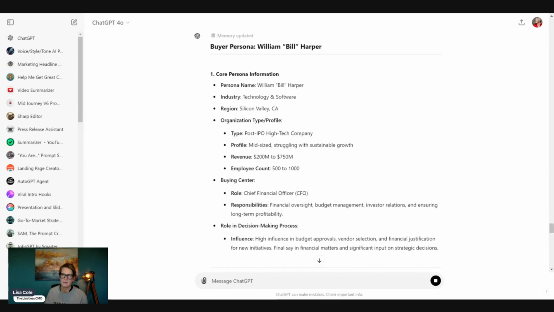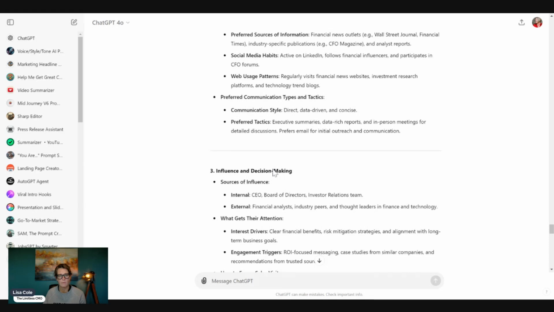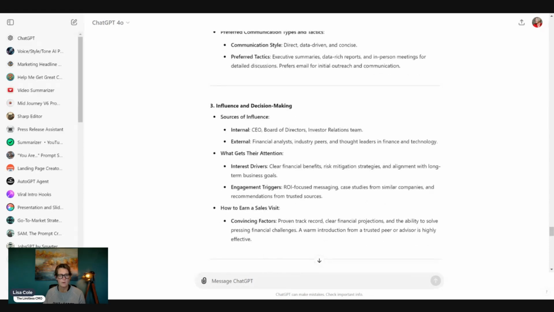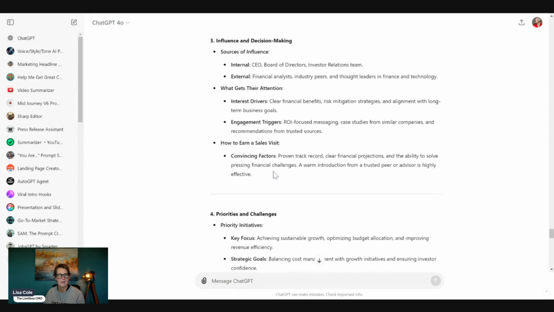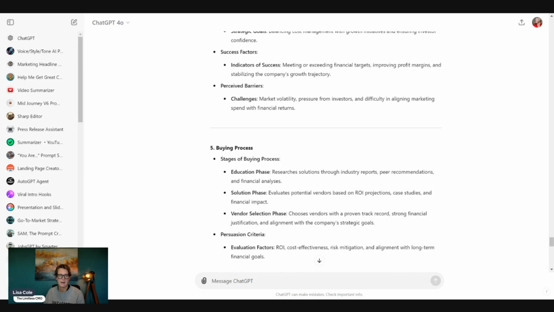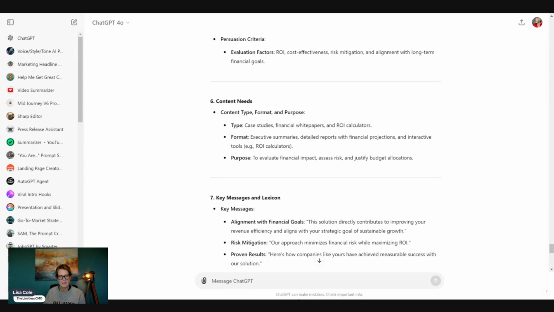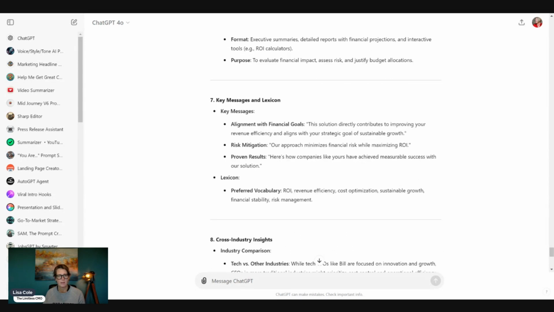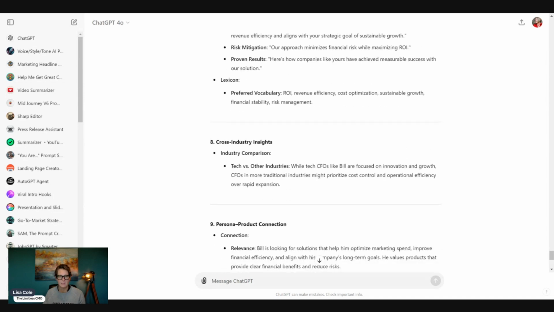The prompt basically includes everything from tell me who they are, assign a realistic name, what's their industry and their company profile, what region are they operating in, what are their demographics, what are their media habits, how do they prefer to communicate, what are their sources of influence, so who do they turn to for advice internally as well as externally, what gets their attention, and if you wanted to sell to this persona, how do you earn a sales visit? What are their biggest priorities and challenges? What's their role in the buying process? What content type and format do they prefer? The language that they use? What are they looking for from their CMOs? Anything that would be cross-industry insights.